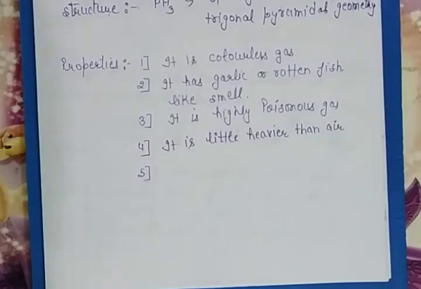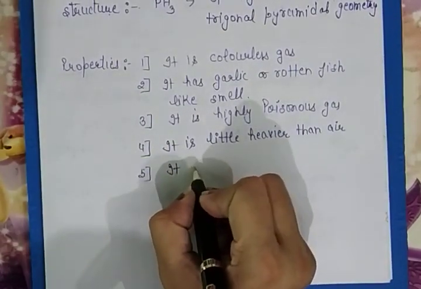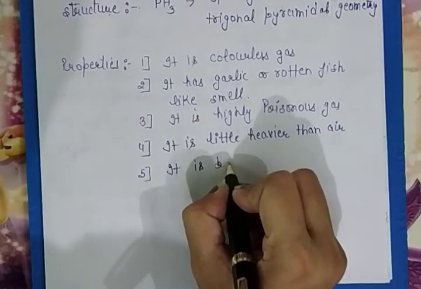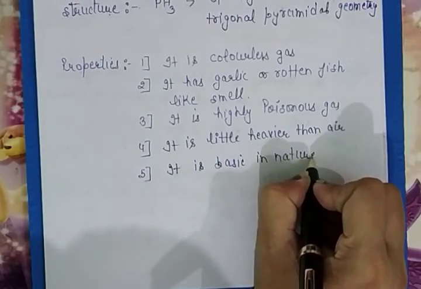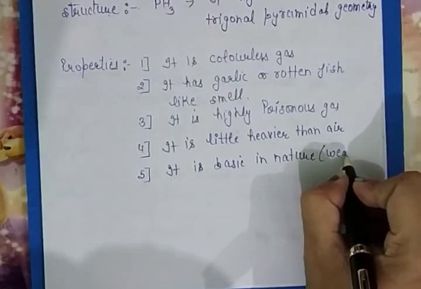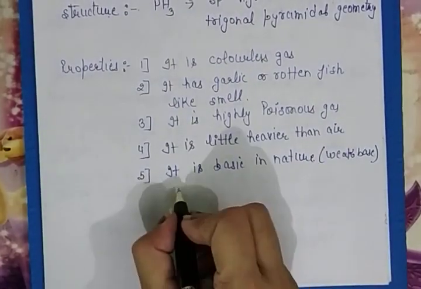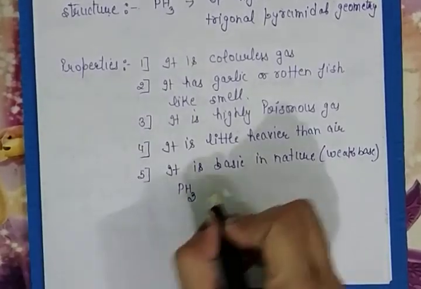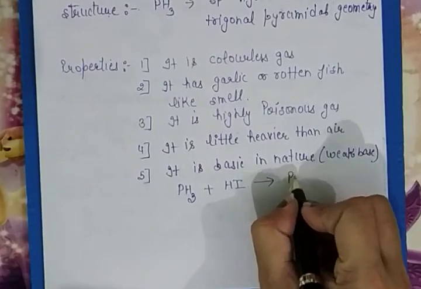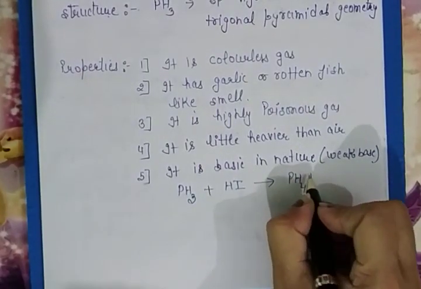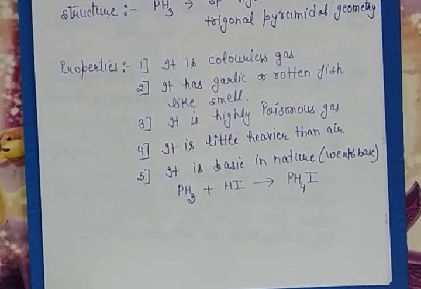Next one, now start the chemical properties. Then it is basic in nature, but it is a weak base. As it is a base, it reacts with acid to form salts. Here phosphonium iodide is formed. Okay.